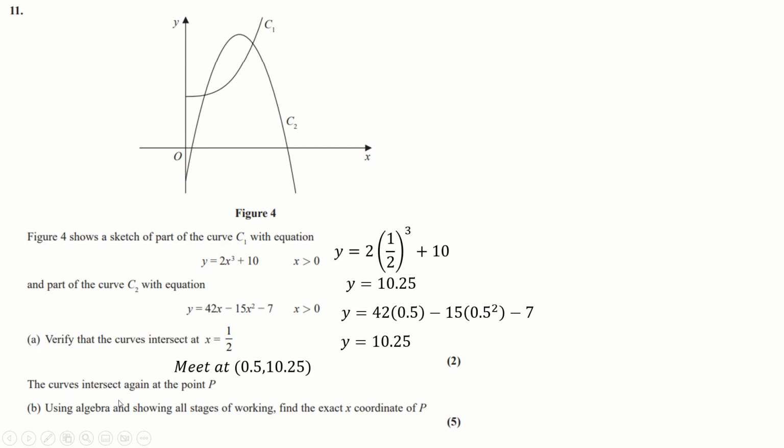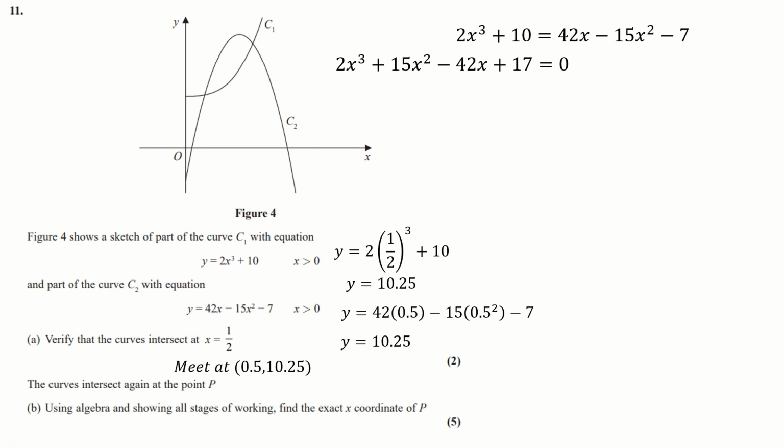The curves intersect again at the point P. Use algebra and show staged working to find the exact value of P. So we actually do now need to set this equal to this, which rearranges to be that. And now what we know about this is that we know this has a solution at x equals a half. That's what we just showed. So that means factor theorem, but the other way around. We know that x minus a half is a factor, because we know if we put a half into here, this would work. It would get us to 0. So that means x minus half is a factor.